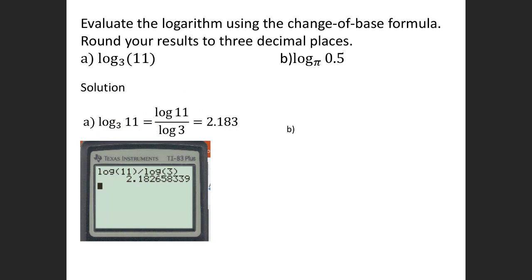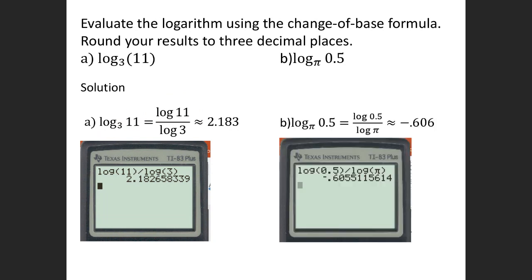Okay, let's look at B. So the same thing here. We have a pi as our base, but that's okay. So we take log of 0.5, that's going to be our numerator, and then log of our base is going to be our denominator. And then the answer, which we say is approximate since we're rounding, if we enter it in the calculator, then we get negative 0.606. So we round to 3 decimals. This is a 5, so we round to 6.